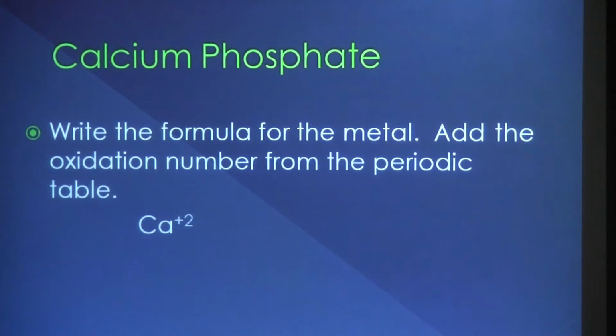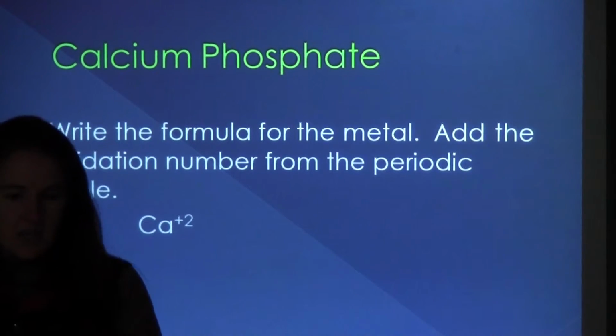So we've got calcium. We said that that's plus 2. What's our second step? Write the formula for the polyatomic ion. So our polyatomic ion is phosphate. Find phosphate. Find the formula. Find the oxidation number, the charge.